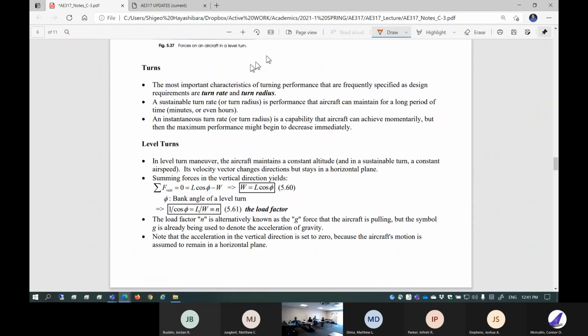So 2 things come into play. One is turn rate. One is turn radius, okay? Of course, the equations come from 2 equations of motion. Obviously, this is the vertical direction, summation of force equal to 0. In other words, you want to just sustain your altitude. You're not going to accelerate in the vertical direction. This is going to give you weight equal to lift times cosine phi. Phi is the bank angle. Okay.